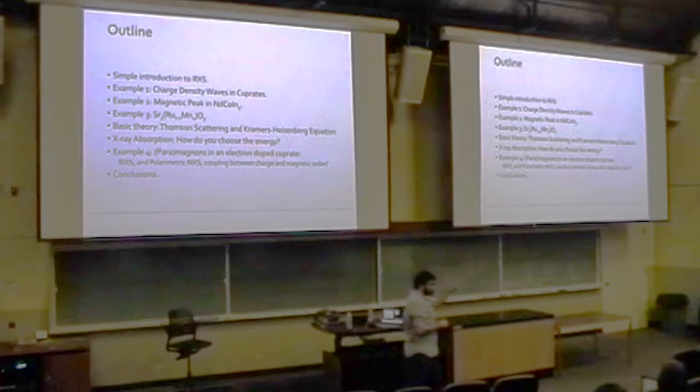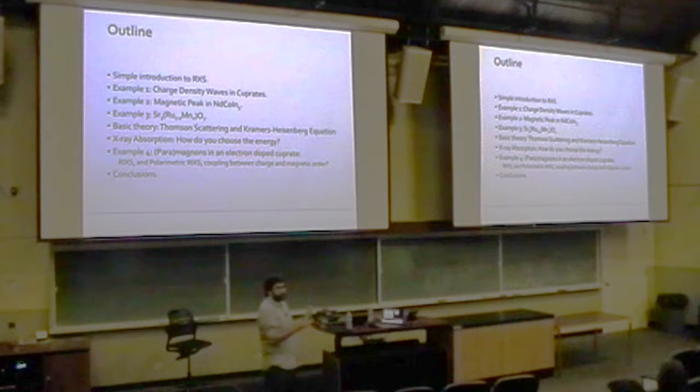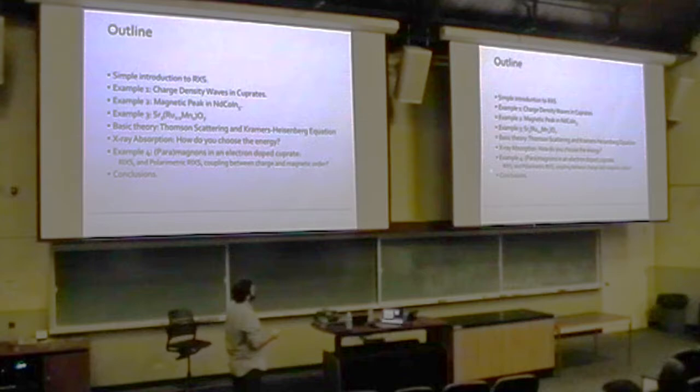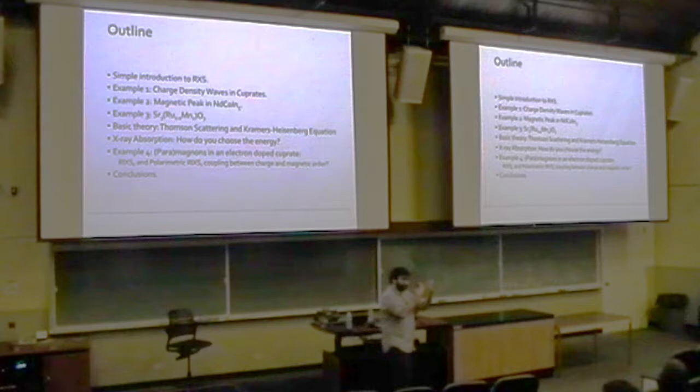I'm not going to derive all these things, but just to give you an idea where things come from. Talk a little bit about practical things and how to do experiments. And then I'll finish with examples of RIXS and polarimetric RIXS data that we think show an interesting coupling between charge and magnetic degrees of freedom.